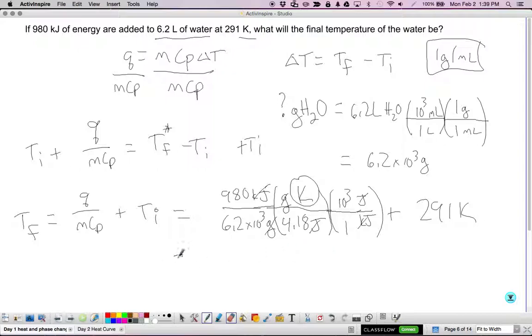Now, I just need to do a little bit of calculating. And what I get is 329 Kelvin, and that is your final answer. You're going to go to the ones place because whatever you end up with here, you're adding these two numbers together, so it'll be using decimal places, which is to the ones.